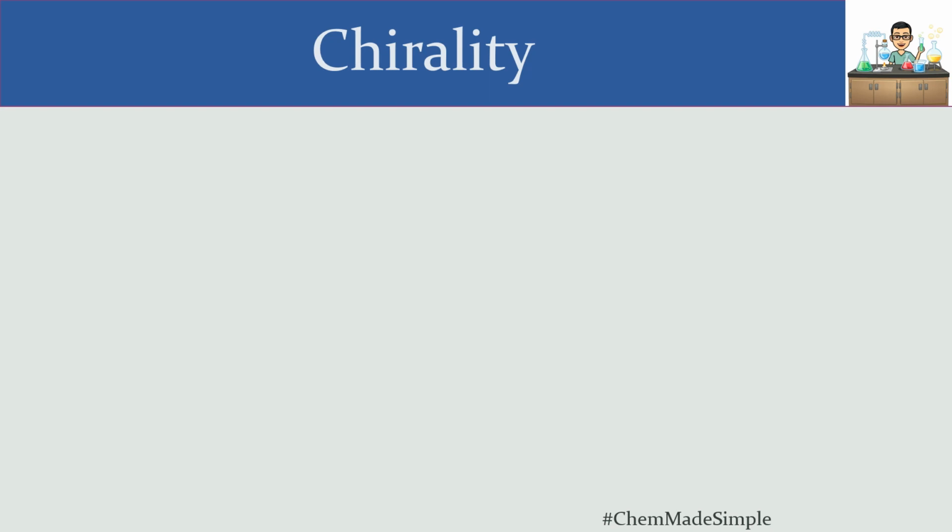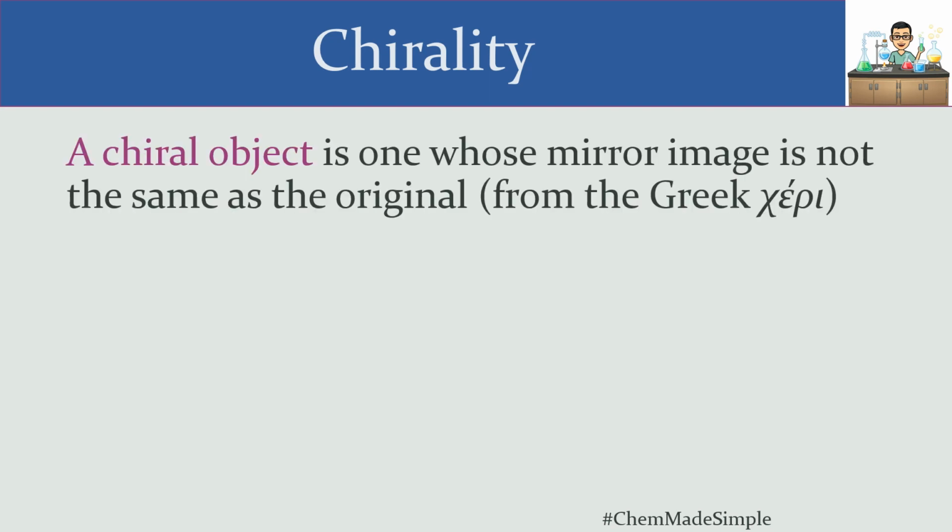Today's lesson is about chirality. Chirality has to do with symmetry or lack thereof. So a chiral object is one whose mirror image is not the same as the original. And the word chirality comes from the Greek word for hand.